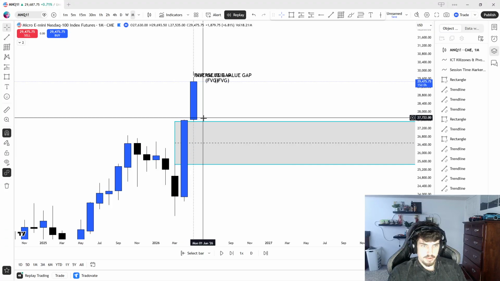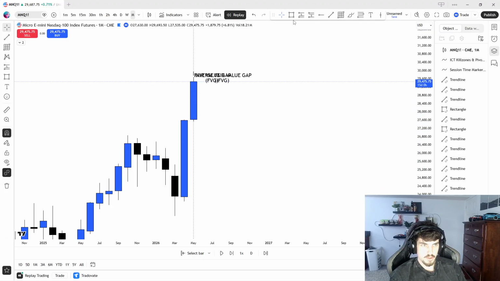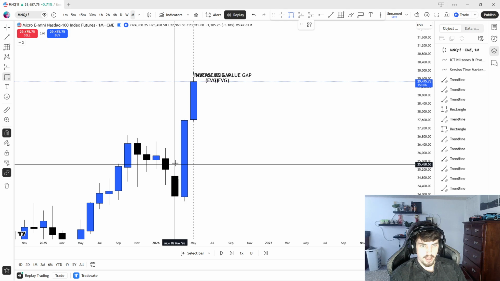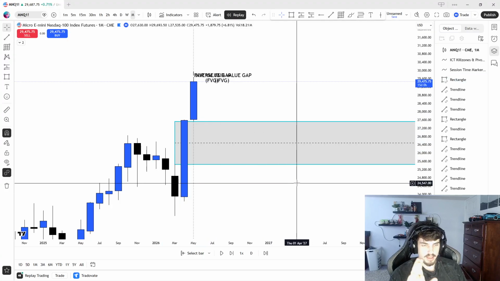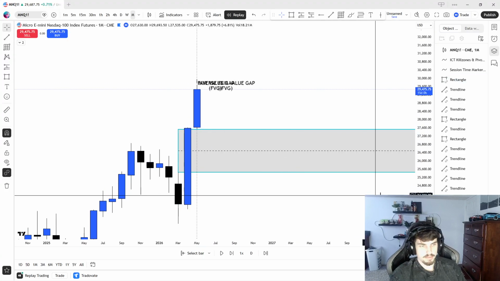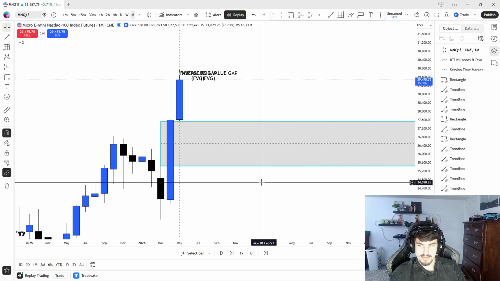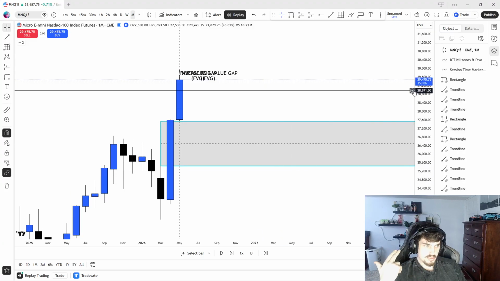You just take your cursor and it locks on because you have the magnet tool on. It locks onto this high right here. You click, and then you go up to this high right here, or this low right here, and it locks on, even though your cursor is a bit messy. You click, and then boom, it puts it on for you. You probably think, I just marked out a fair value gap. You're wrong. Okay, why are we wrong?